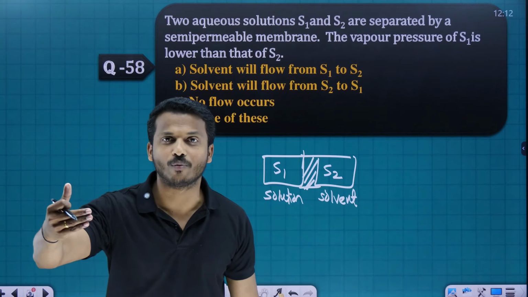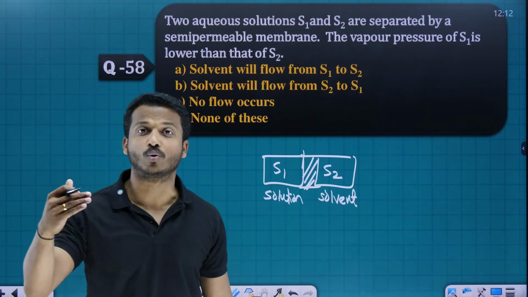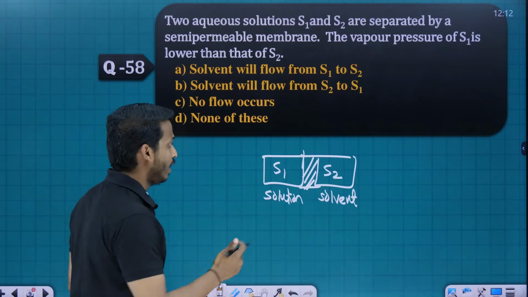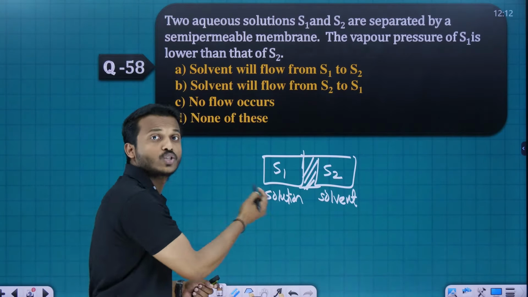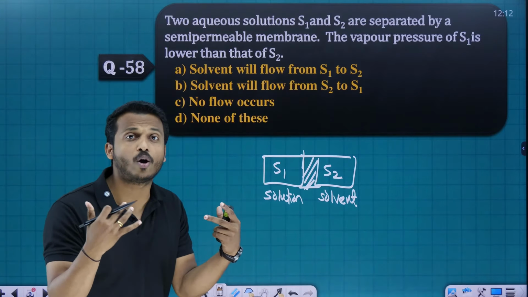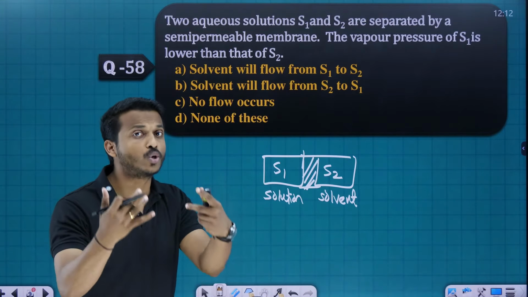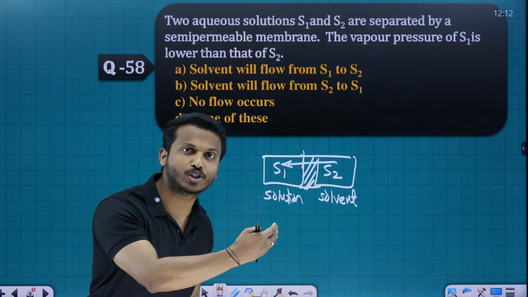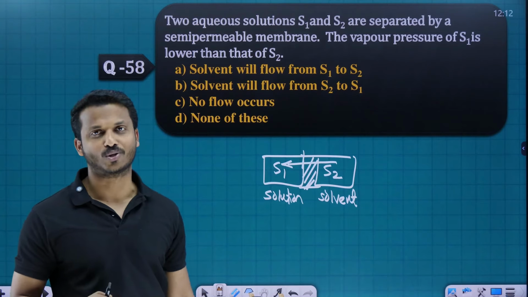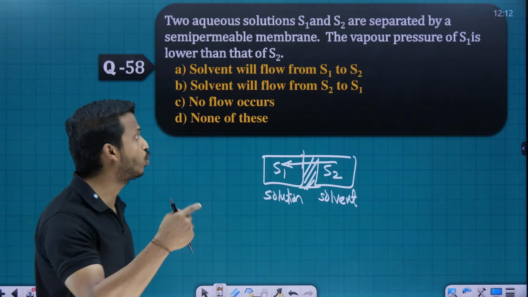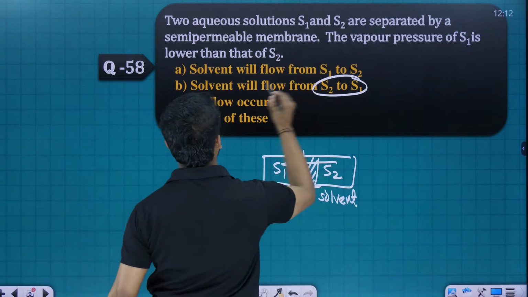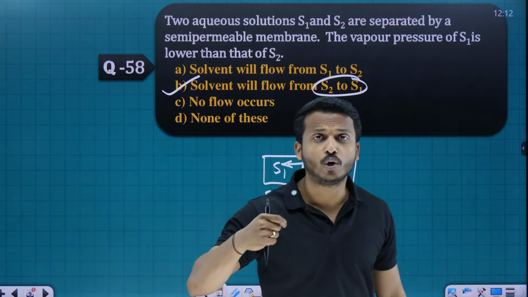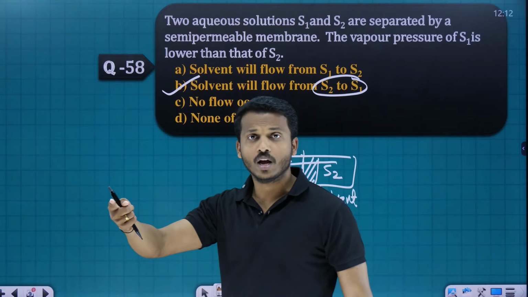High concentration of solvent to low concentration of solvent through the semi-permeable membrane, that is called osmosis. So can you say here is solvent and this is solution? So where is high? What is meant by osmosis? Osmosis means solvent moves from solvent to solution, or from higher concentration of solvent to low concentration of solvent. That is the movement from S2 to S1. So they are connecting with which one? Osmosis.